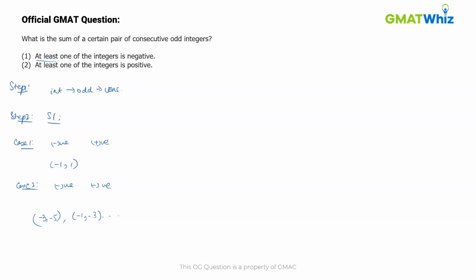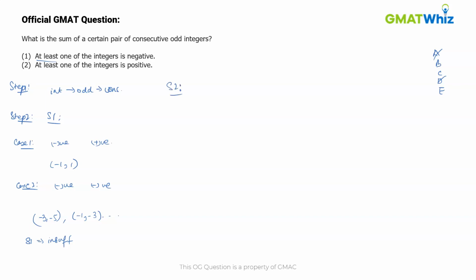So we cannot get a unique pair of integers which are odd, and hence we cannot find a unique sum. So statement 1 is insufficient. And from the given options, we can eliminate options A and D. We now check the sufficiency of statement 2.